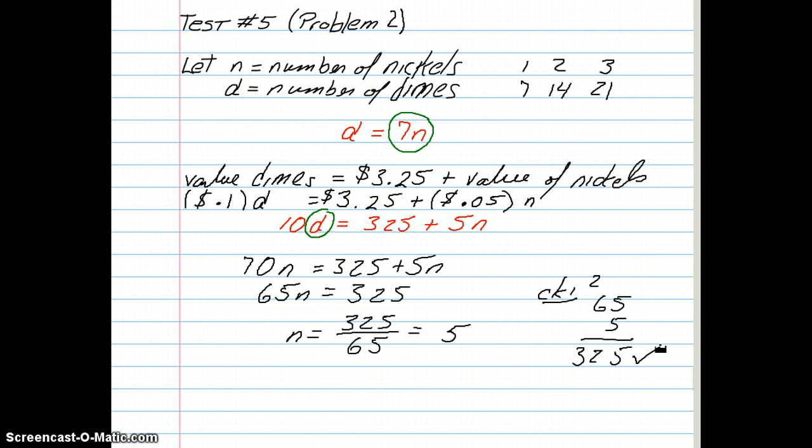Yep, that works. So there are 5 nickels, which then tells me how many dimes? Well, there are 7 times as many dimes as nickels, so the number of dimes will be 35. And that gives me the answer.